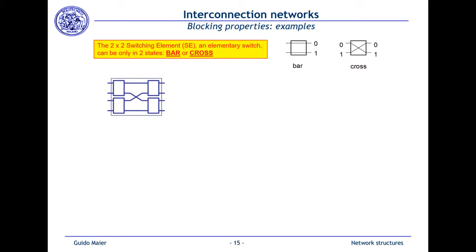We have already seen a simple architecture that we know has full accessibility, instead of the single stage that has partial accessibility. So now we can take this architecture and start asking if it is blocking or non-blocking. We know that it has full accessibility, we have already performed the test, but is it blocking or not? Let's try to set up a permutation. In this case, we have a square architecture, so we can talk about permutations. Let's try with this permutation. Actually, you can set up this permutation. No problem about this.